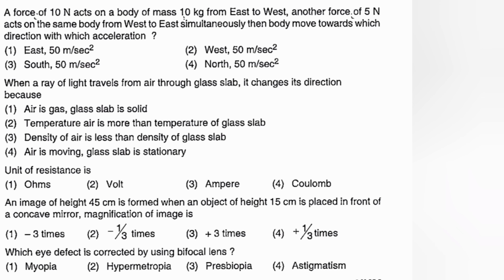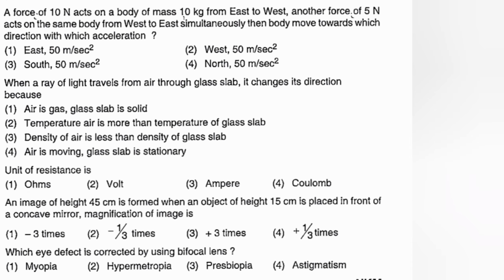Next question. When a ray of light travels from air through a glass slab, it changes its direction because the light bends when moving between media of different densities. So the density of air is less than the density of the glass slab. So the option is 3. Density of air is less than density of glass slab.